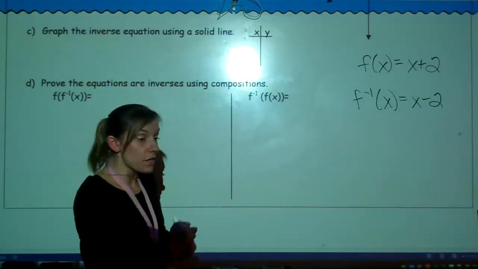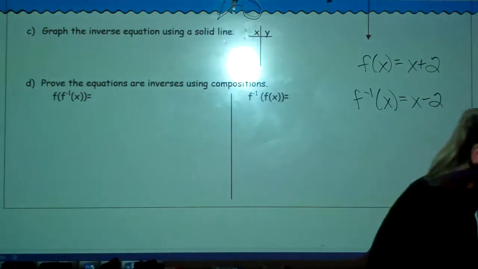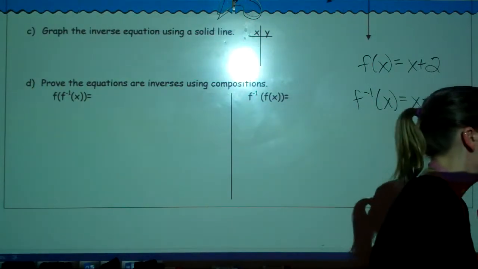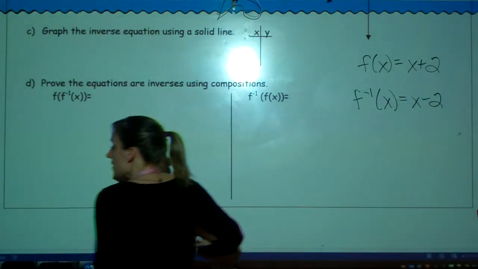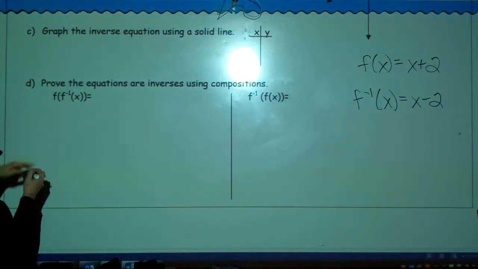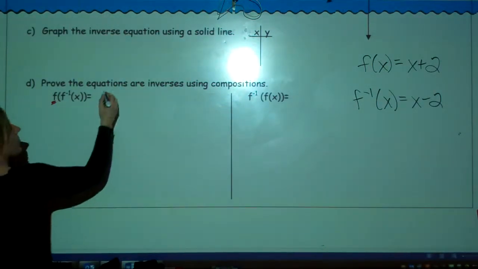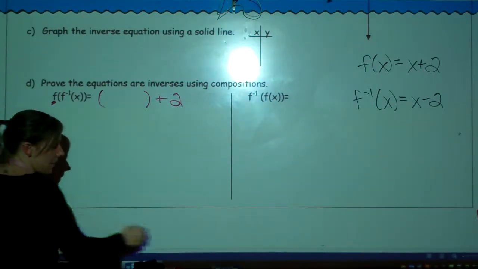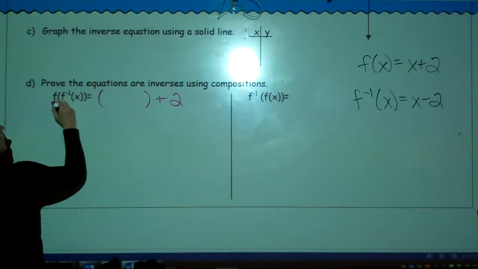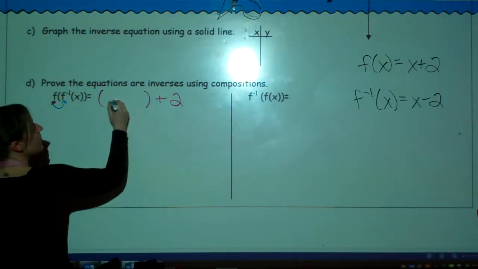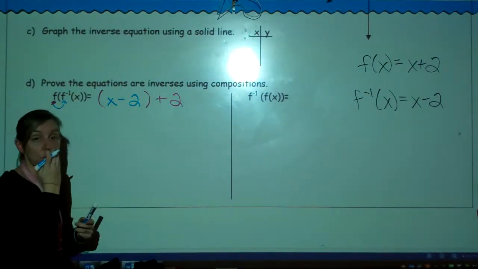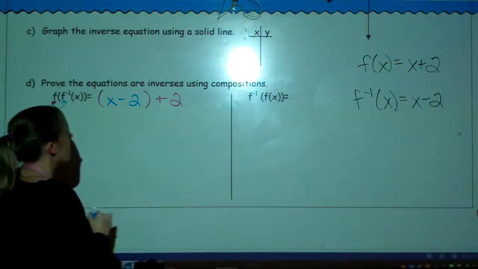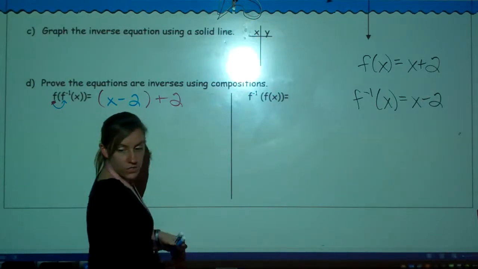Okay? So what we're going to do is we're going to put one inside of the other. Alright, so when I do that, I'm going to start with the f function. So that's x plus 2. And then I'm going to put the inverse inside of that. So the inverse is x minus 2. So it's referring back to those, like putting functions inside of functions, those composite functions.